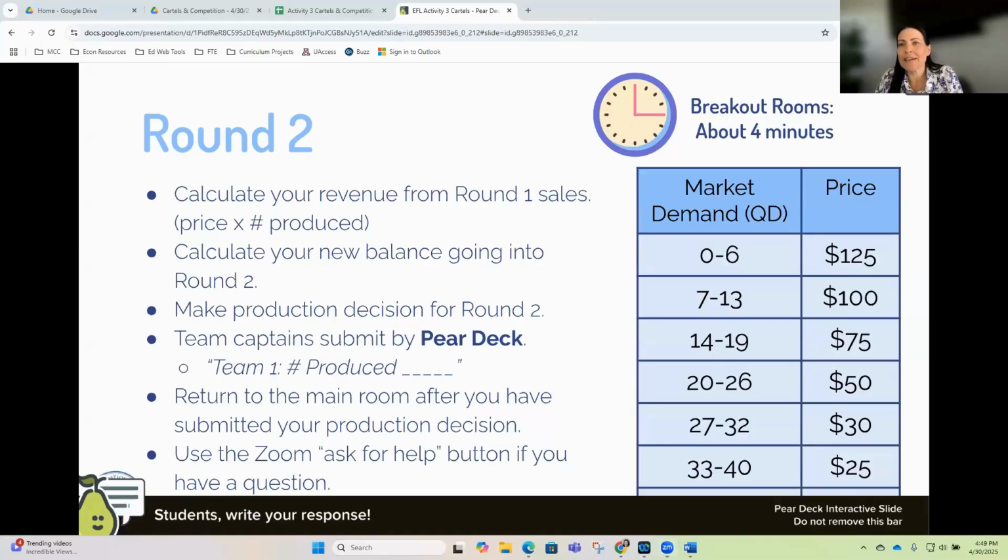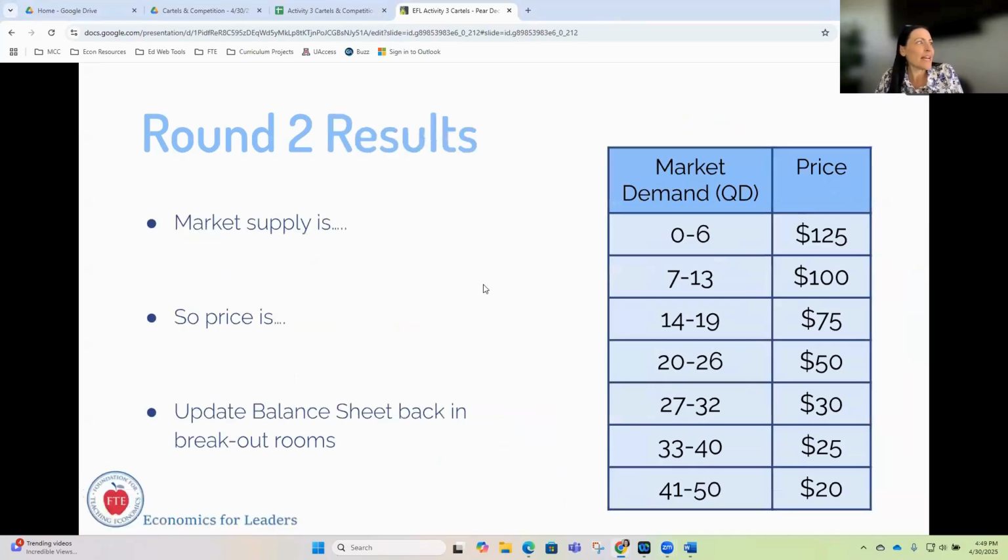Welcome back, everybody. Hope your busy work day was enjoyable with all your colleagues deciding how much to produce. Hopefully you'll be profitable. Okay, so I'm going to read the results from this round. We had 1 team produce 2. We had 3 teams produce 4. So 4 times 3, that's 12, plus our initial 2. So we're at 14. And 2 teams produced 5. So that's 10 more, that's 24. So a market supply of 24 gives us a price of how much? $50.